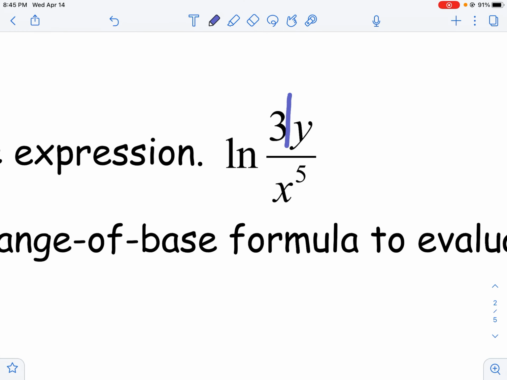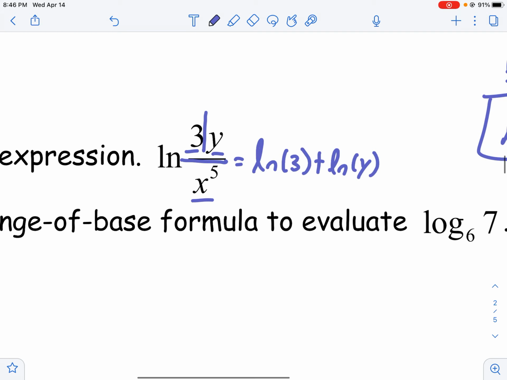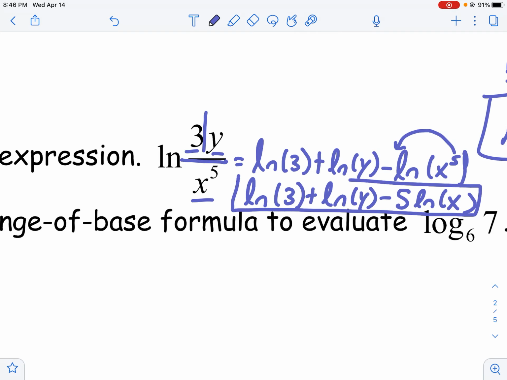Expanding number 21, it has to get cut anywhere there's a multiplication or division sign. So that tells us there's going to be 1, 2, 3 separate logs. So this is the ln of 3 plus the ln of y, because that's how you split multiplication. And then we'll subtract the ln of x to the 5th. We always have to remember that that 5th power can get dropped down to the front. So this is ln of 3 plus ln of y minus 5 ln of x.